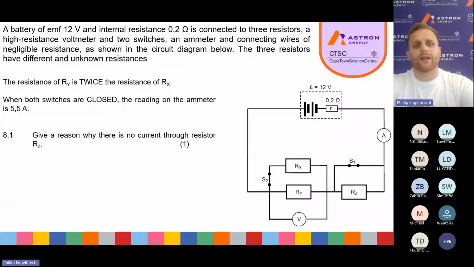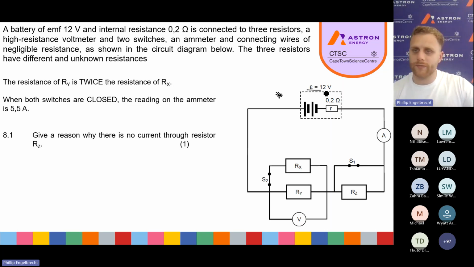Ooh, more reading. So it states over here in the scenario, a battery of an EMF of 12 volts and an internal resistance of 0.2 ohms is connected to 3 resistors and a high resistance voltmeter. Okay, so basically, guys, they are explaining the circuit diagram over here.